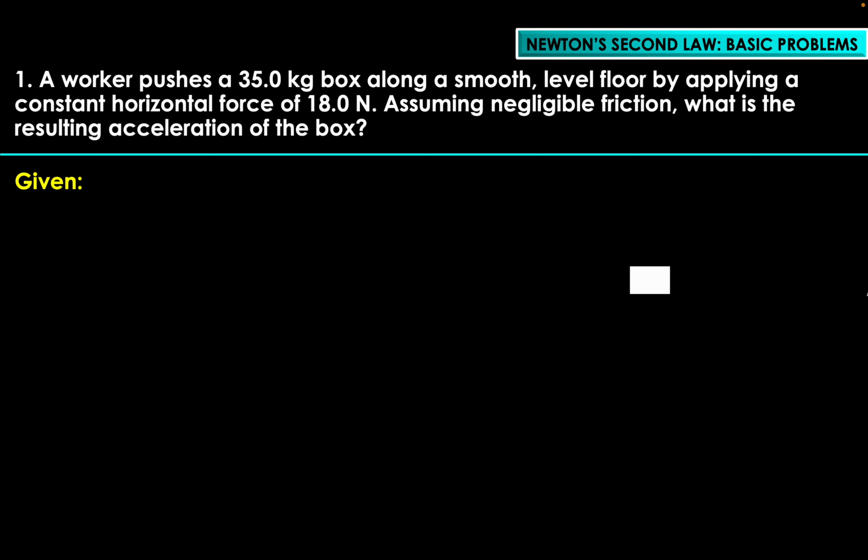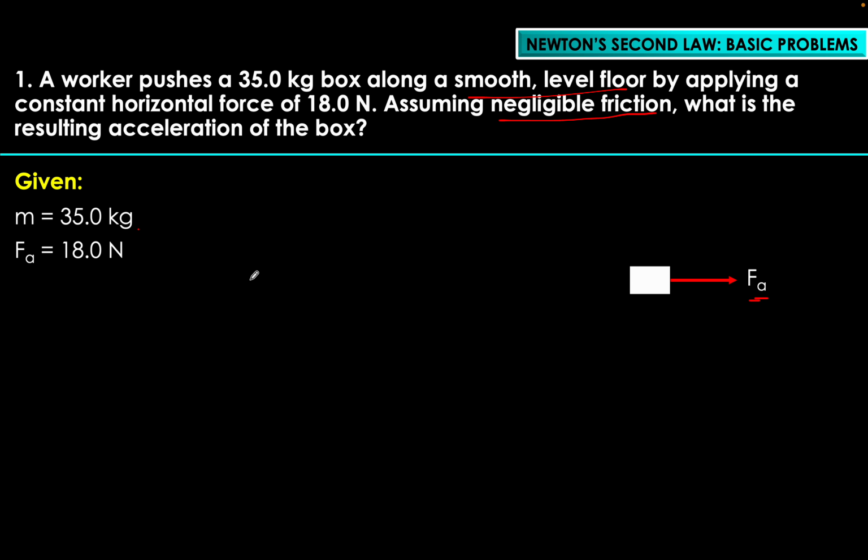So there's a box and it's 35.0 kilograms in terms of mass. And then there is an applied horizontal force of 18.0 newtons, and we're going to assume it's in the positive direction. So that's the applied force, or F sub A. Now take note that the friction is negligible, meaning to say it's too low, it can be disregarded because the floor is very smooth, it's level. So there are no other forces acting along x but that applied force.